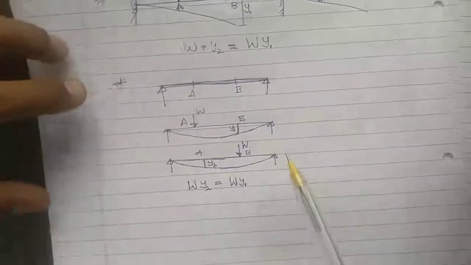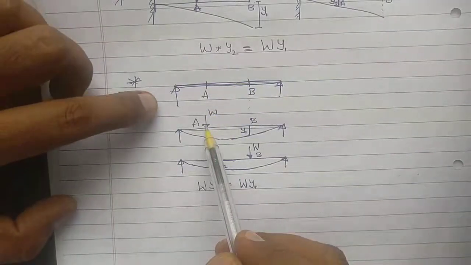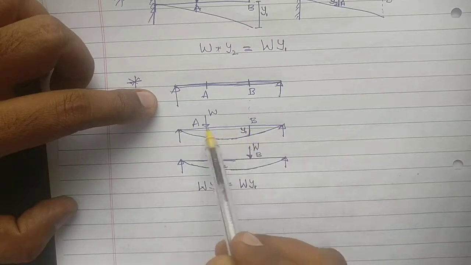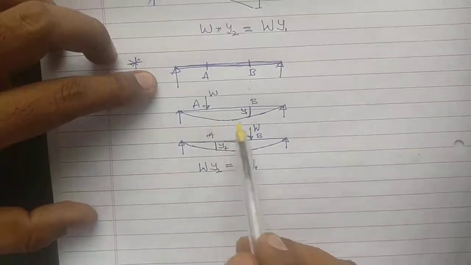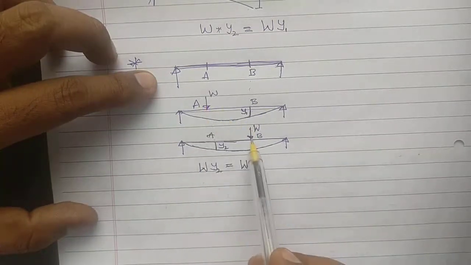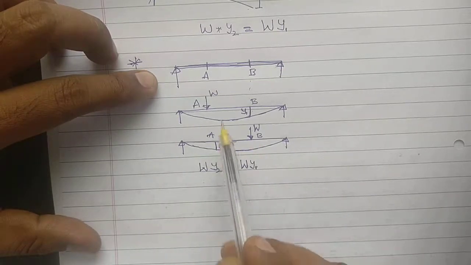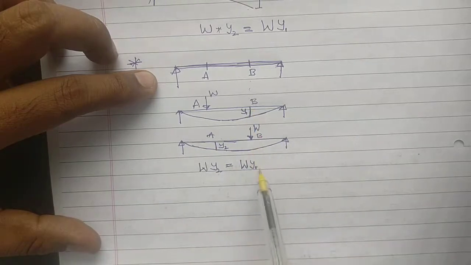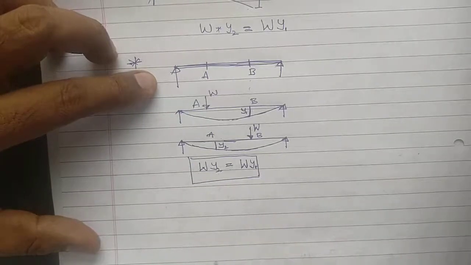The other example is the same: two points A and B. First we apply load at A. Because of load at A, we have deflection at A and B, but we calculate the deflection at B. The second time, the same load is applied at point B, and we see the deflection at A. So the relation is W into Y2 is equal to W into Y1. This is Maxwell's reciprocal theorem.